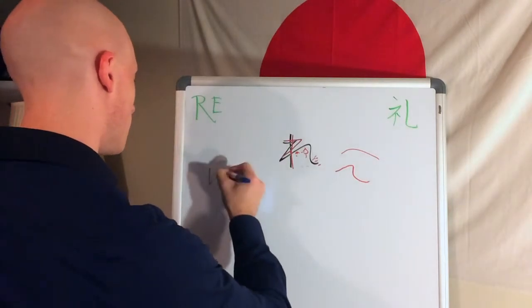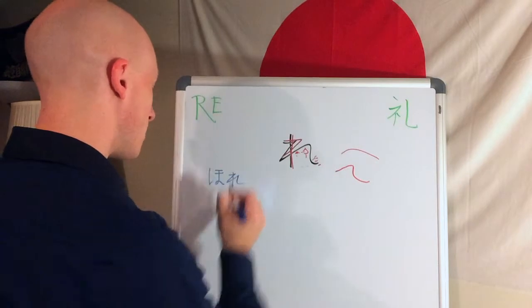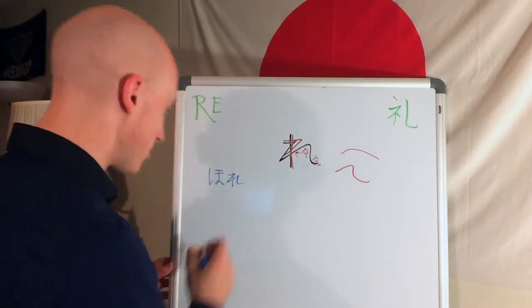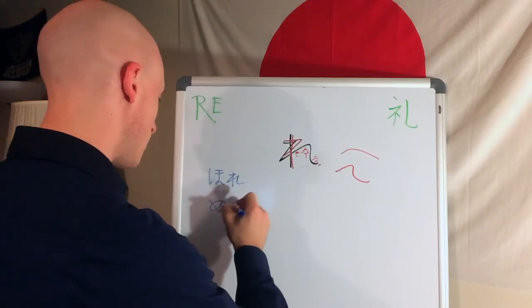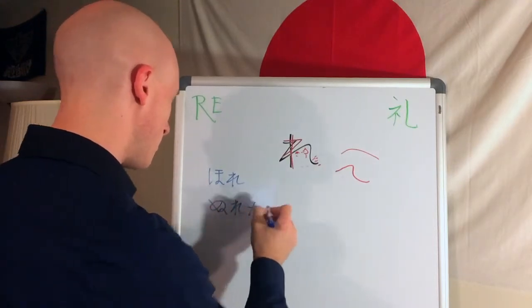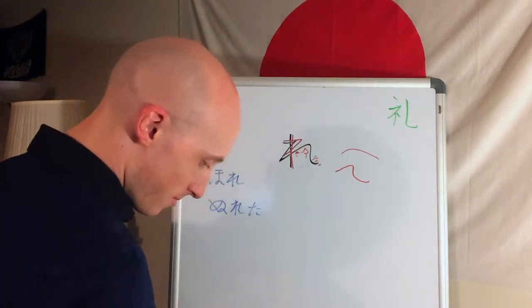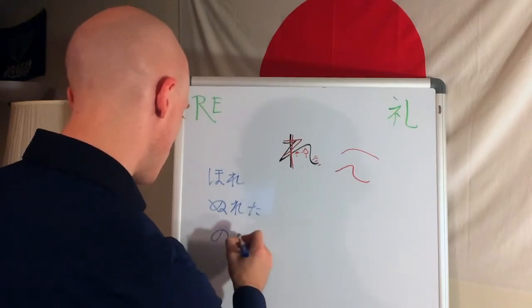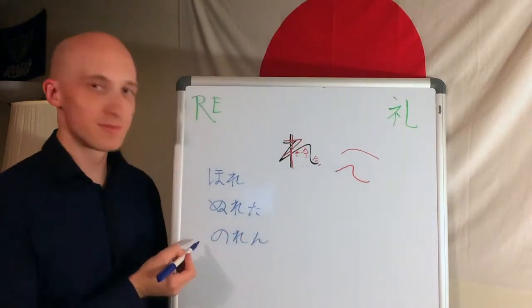Let's spell a few words. Hore. Nureta. Nore.